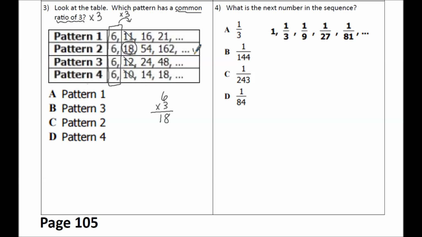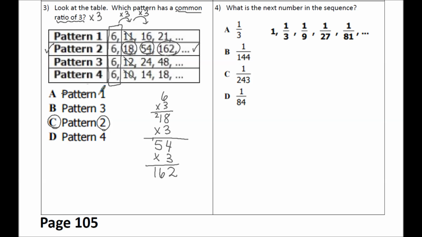So let's continue with pattern 2 because that looks like my best bet. So if I multiply 18 by another 3, then I should get the third term in the pattern. And 18 times 3 ends up being 54. So the third term works with this rule as well, or this common ratio of 3. Multiplying 54 by another 3 gives us 162, and we see that pattern 2 is the one that we want. Pattern 2 is answer choice C.